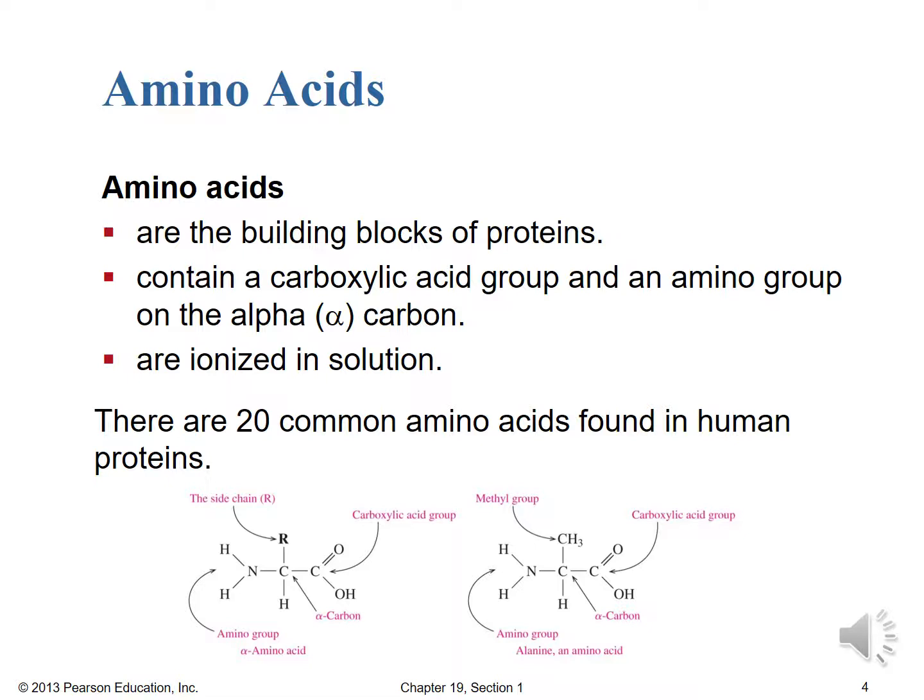So there are 20 common amino acids found in human proteins, and it's that R group, the side chain, that's denoted by R. That can be as simple as a methyl group there, as we see in alanine, or even simpler yet, glycine, it's a hydrogen. So that R group is what identifies those 20 common amino acids and what distinguishes one from another.